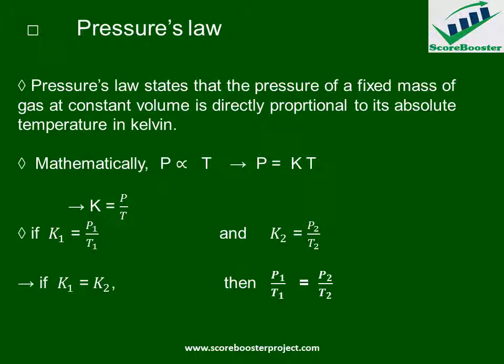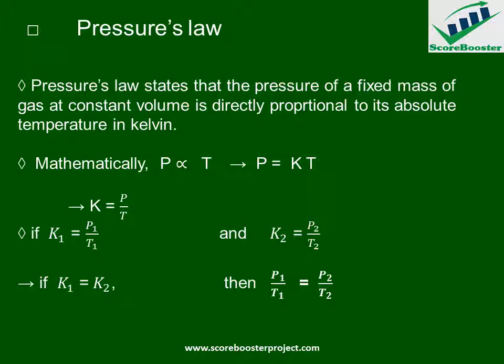Mathematically, pressure P is directly proportional to temperature T. So if we introduce the constant of proportionality, we have P equals KT. We can make K the subject by dividing through by T to get K equals P over T. K in this case is the constant of proportionality, while P is pressure, while T is the temperature in Kelvin.